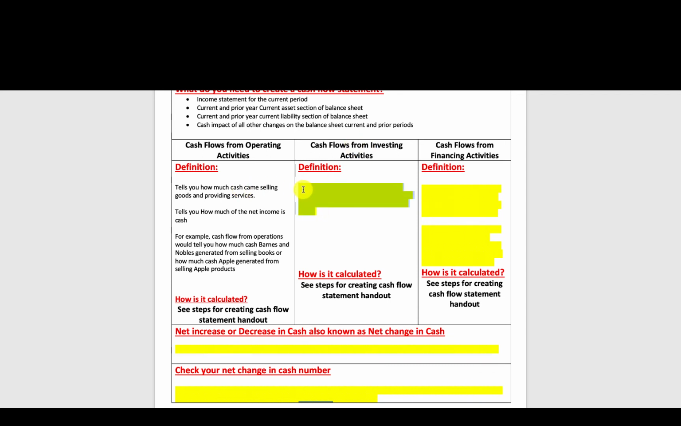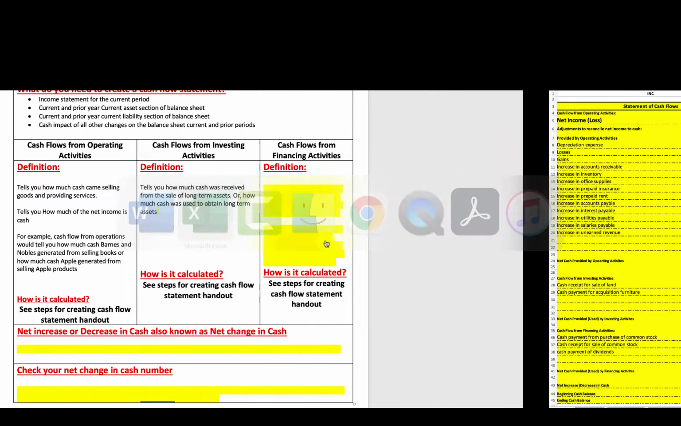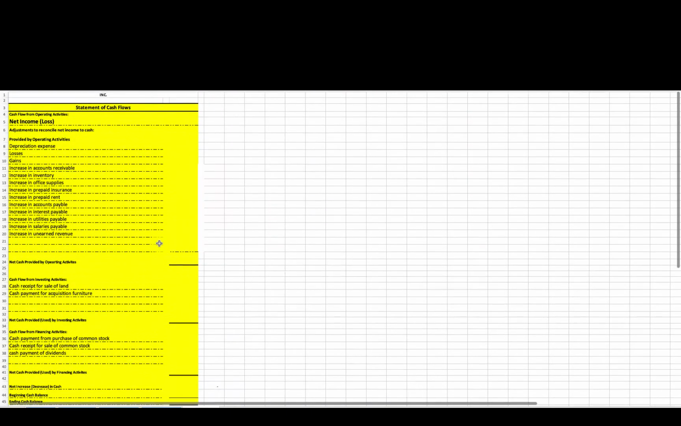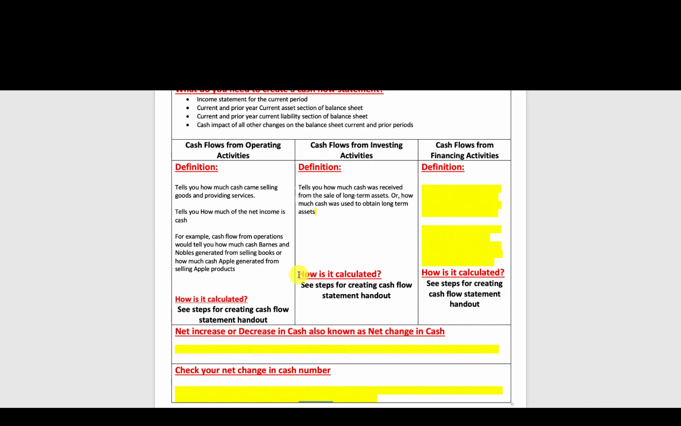Okay, then we have the net cash from investing activities. This is the second section right here. What that tells you is how much cash was received from the sale of long-term assets, or how much cash was used to obtain long-term assets. Long-term assets are land, buildings, furniture. If you spent cash to get long-term assets, it's going to show up here. If you received cash from selling long-term assets, it's going to show up here.